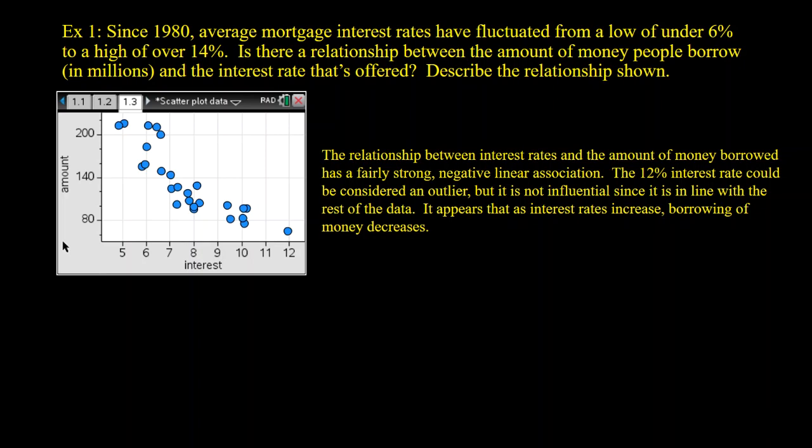We have an x value, an interest rate, that's a little bit beyond all the others. The next highest are just 10%, so this 12% looks maybe like an outlier, but it's not influential. It's not way up high where there was a lot of borrowing with that value that would throw the whole line off. So we want to mention it, but it's not going to impact our data too much.